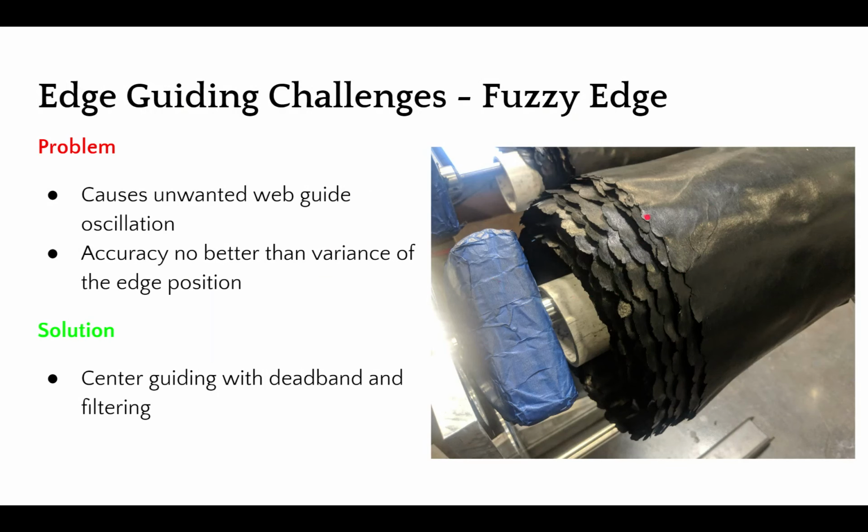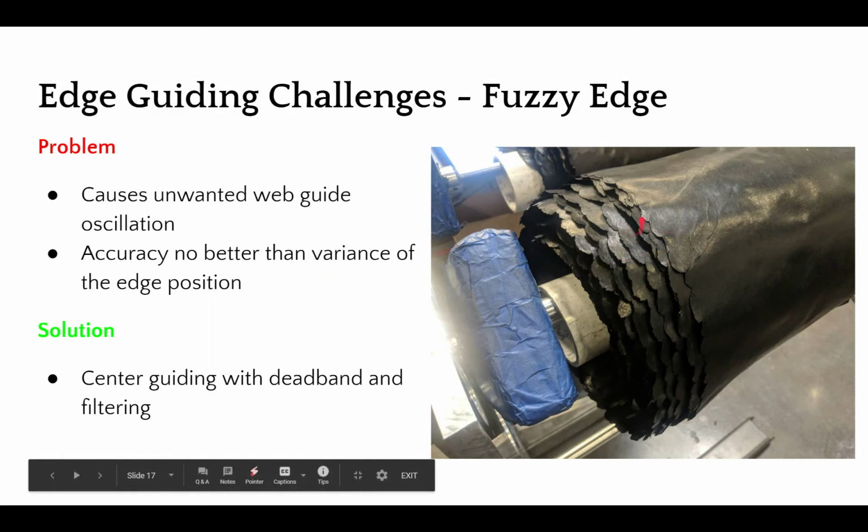If you have an edge guide control system, just a regular plain Jane one, then you're going to have issues with oscillation. Every time this edge position changes, your web guide is going to oscillate back and forth, back and forth. And then the accuracy of the guiding system is not going to be any better than the edge variation that you see here. So one of the things you can do to handle a web like this is to obviously do center guiding, and that will average out the two positions, and then use a deadband and filtering based on your conditions here.